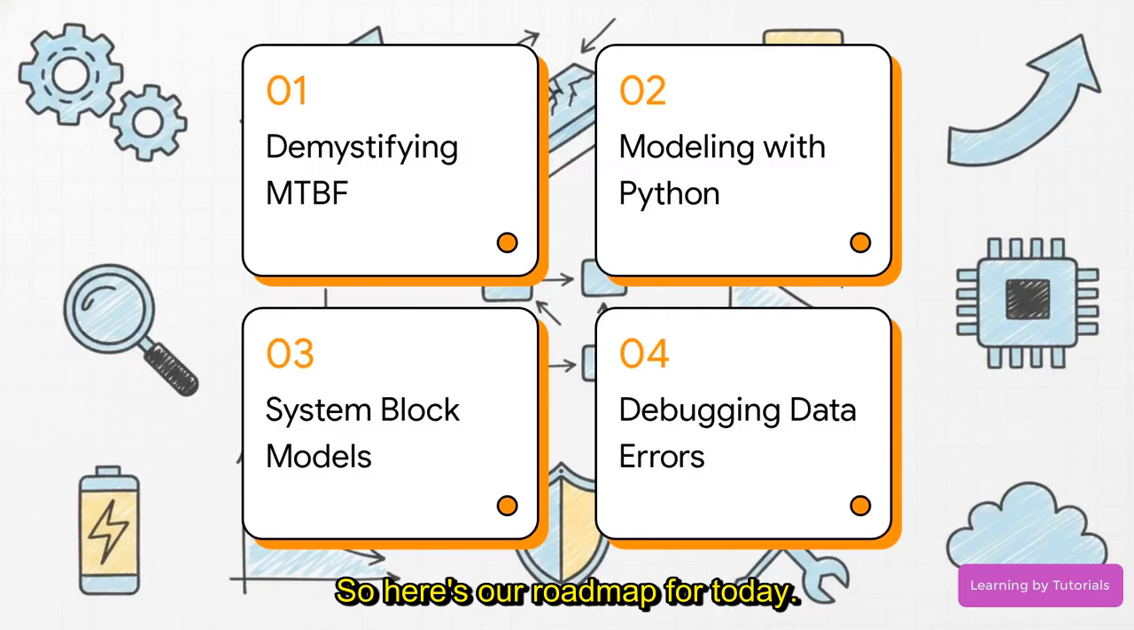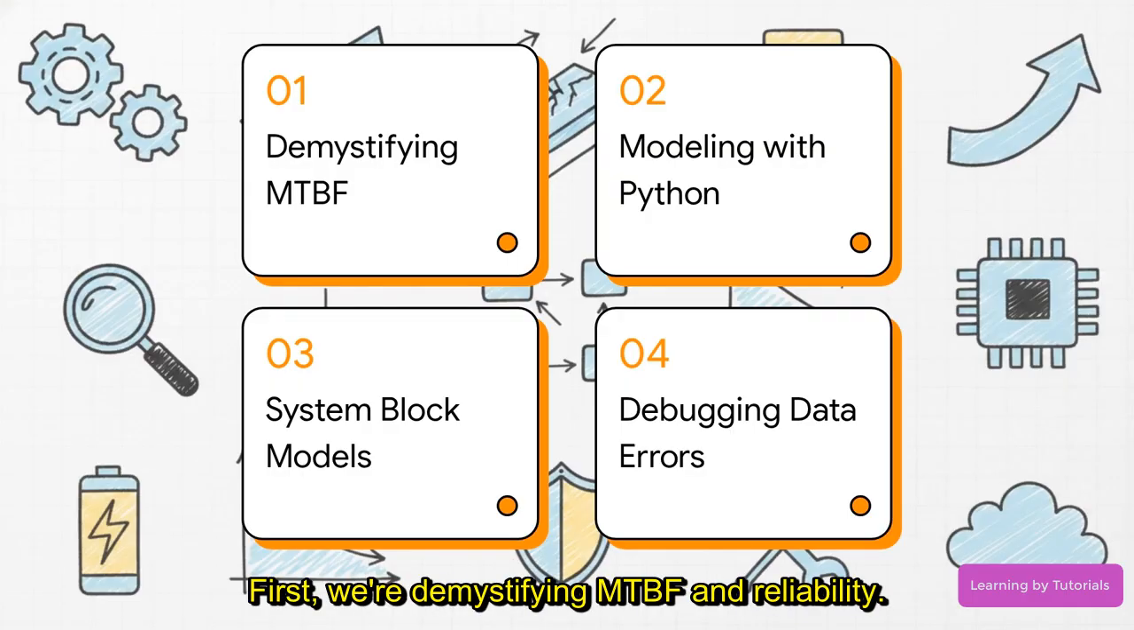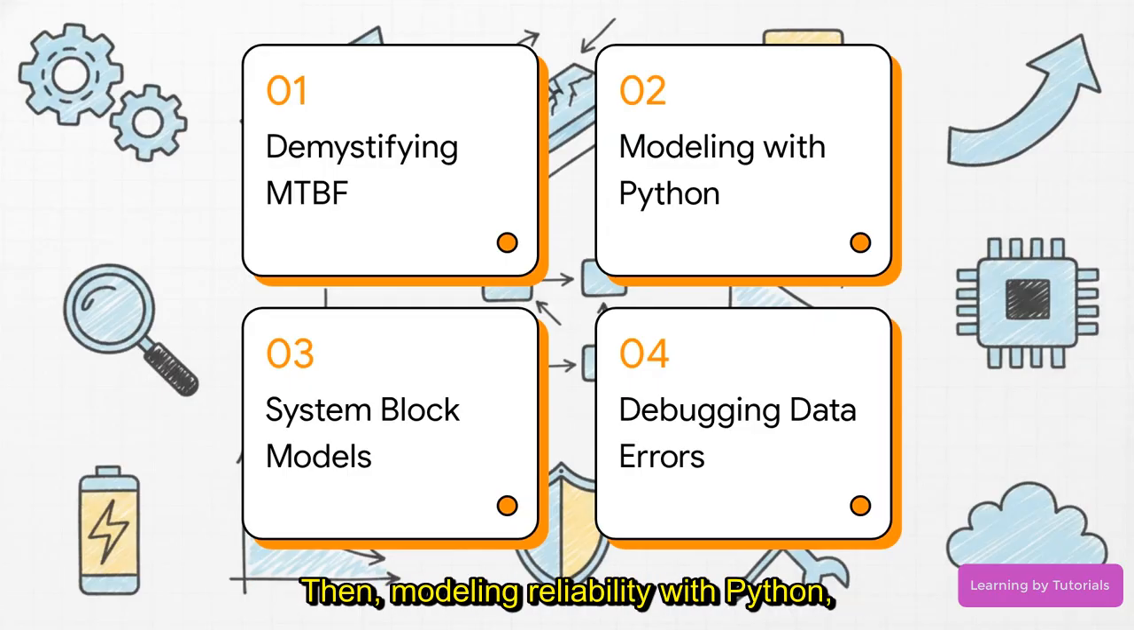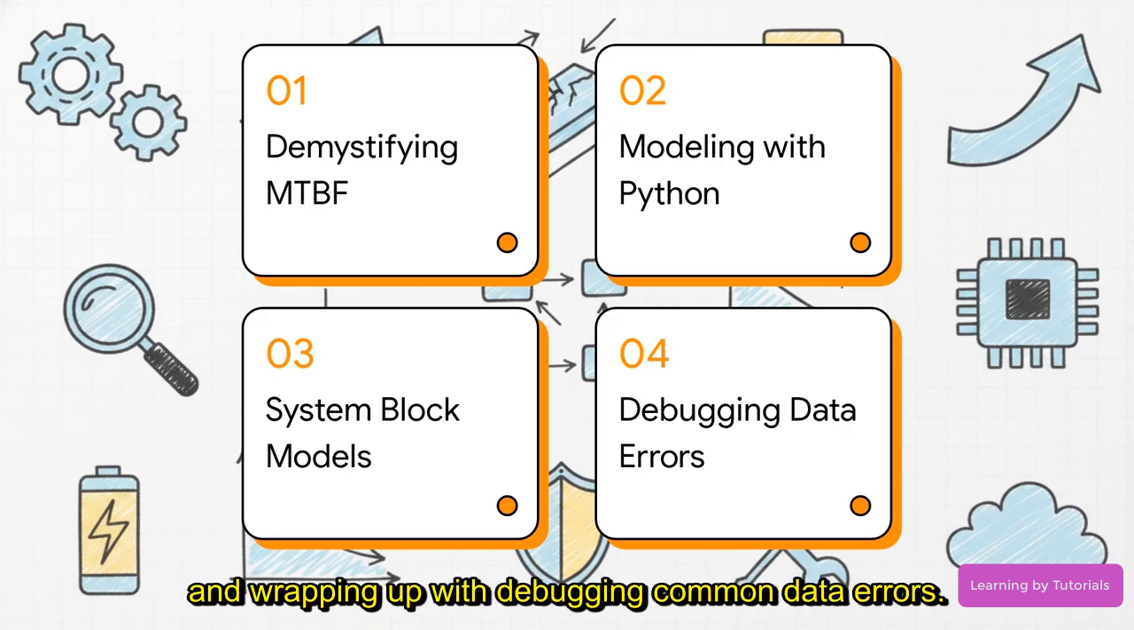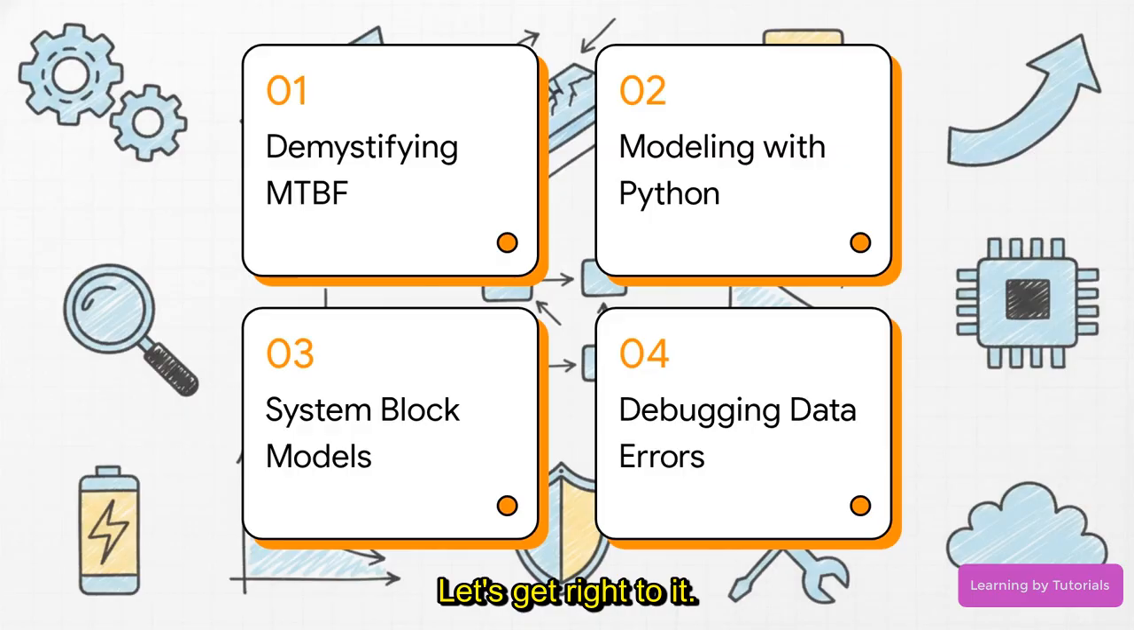So here's our roadmap for today. First, we're demystifying MTBF and reliability. Then, modeling reliability with Python, moving on to system reliability block models, and wrapping up with debugging common data errors. Let's get right to it.